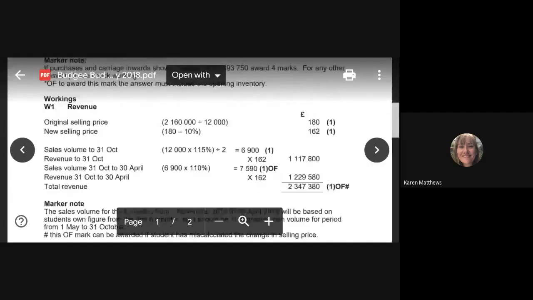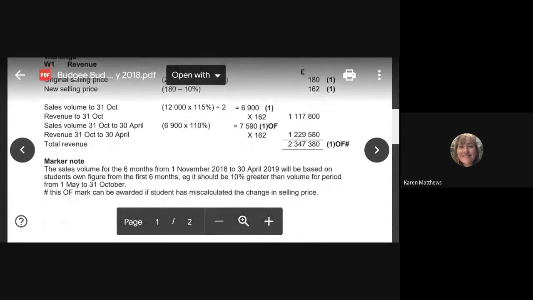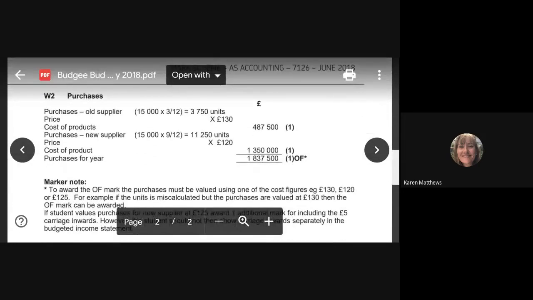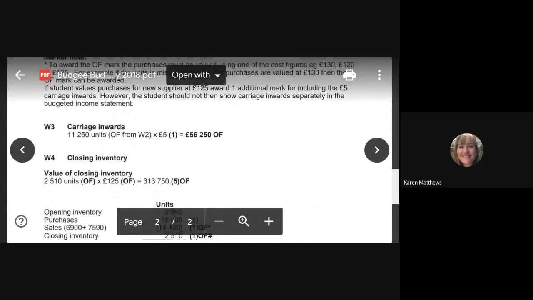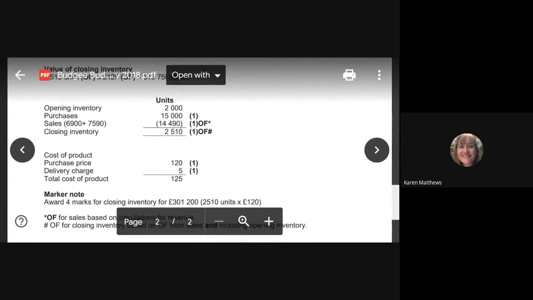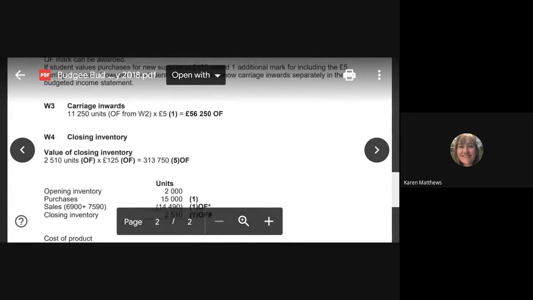Is everybody okay? Workings up there. So the revenue is there. And then we've got the purchases, the old supplier, the new supplier, carriage inwards, and then the closing inventory based on the £125 total cost of the product.